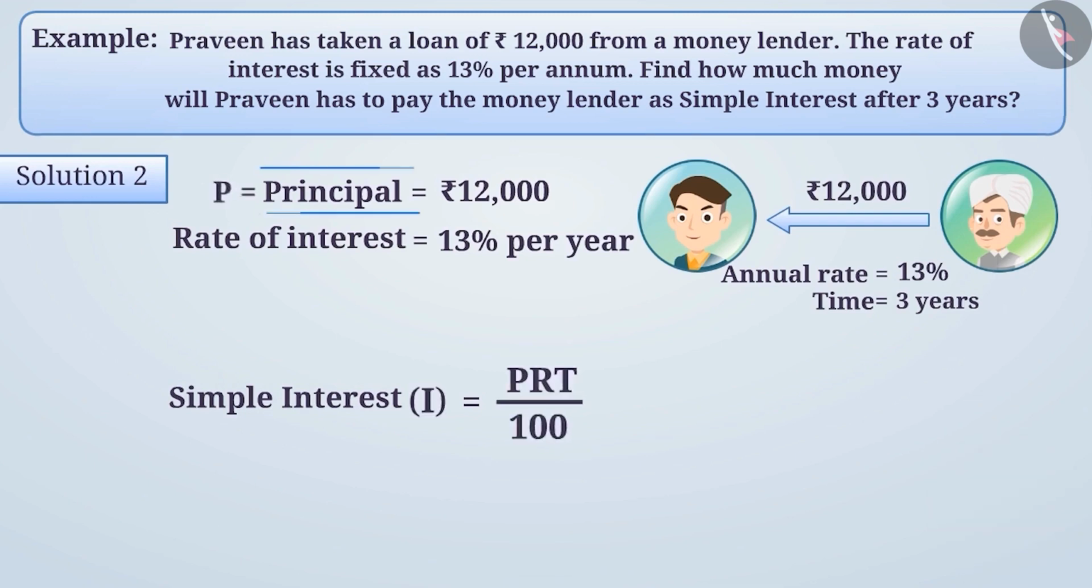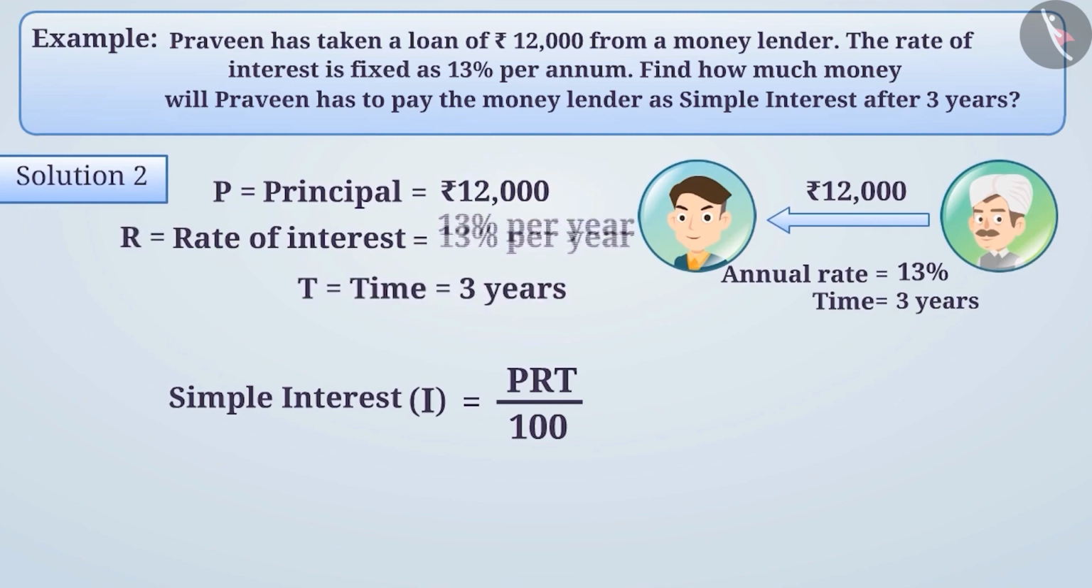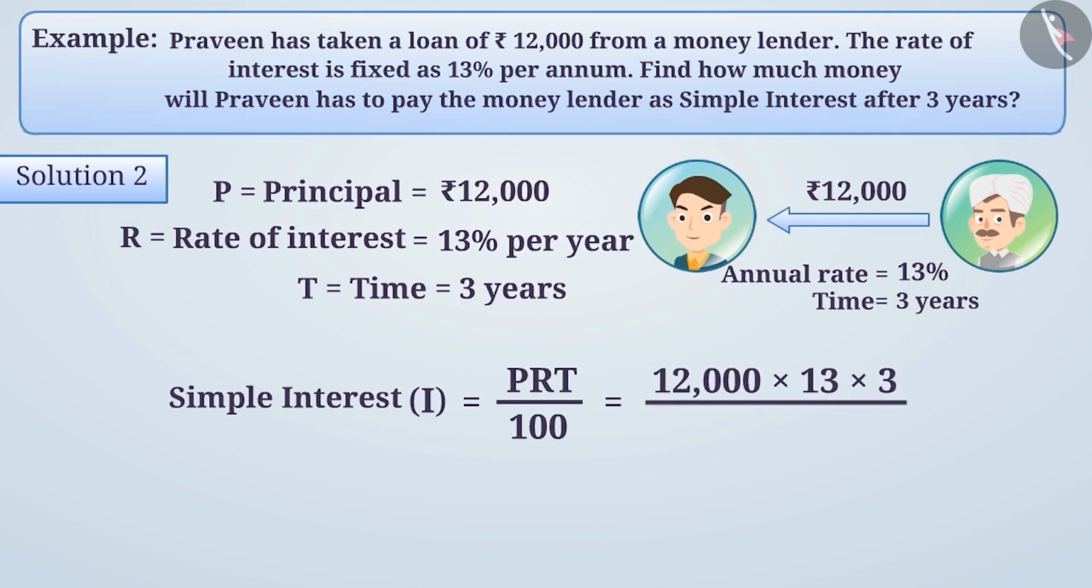Here, P is equal to the principal or 12,000 rupees. T is time, 3 years. R is the rate of interest, which is equal to 13% per year. Therefore, simple interest I is equal to 12,000 into 13 into 3 divided by 100, which is equal to Rs 4,680. That is, after 3 years, Praveen will pay Rs 4,680 as simple interest to the moneylender.